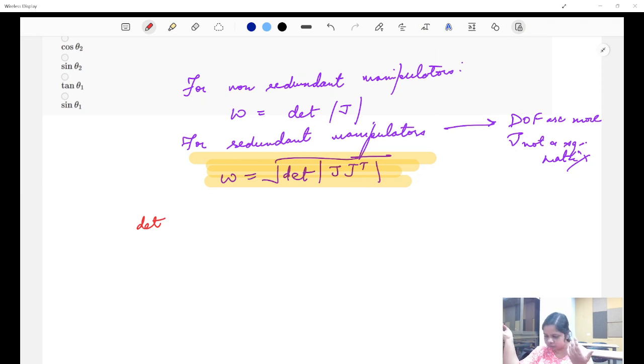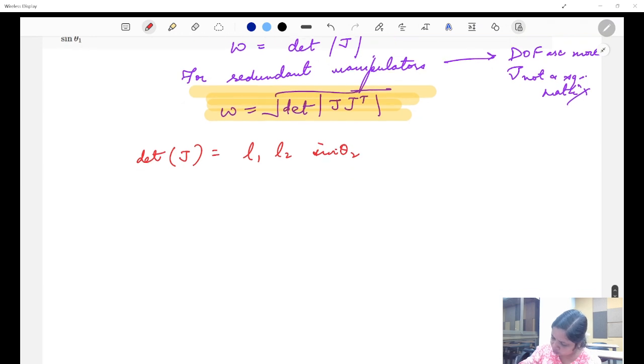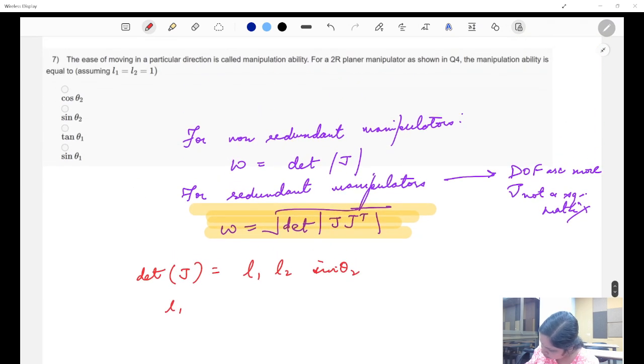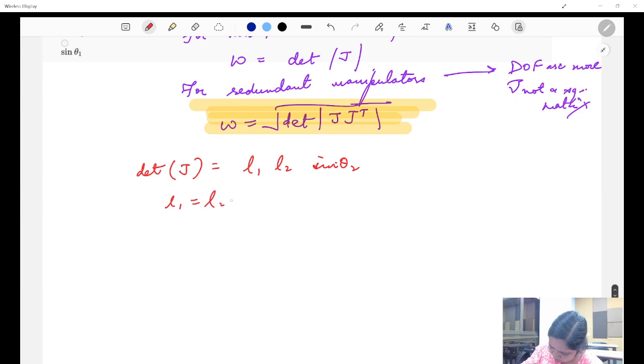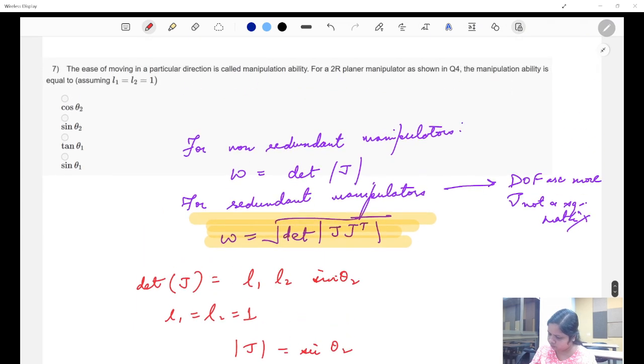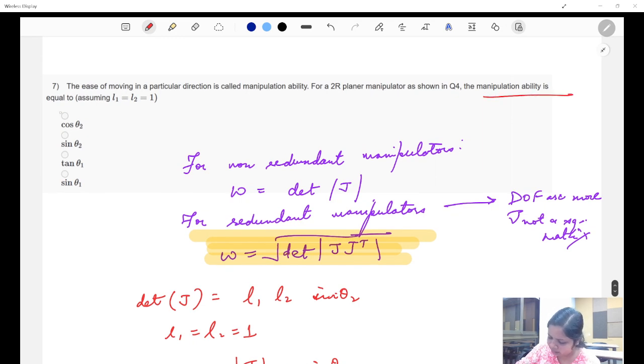To get the manipulability, we need to find the determinant, and the determinant of J is L1 L2 sin theta 2. Yes, very good. It is given in the question that L1 and L2 are both 1 already. Then the determinant of J is sin theta 2. So the manipulability is equal to sin theta 2.